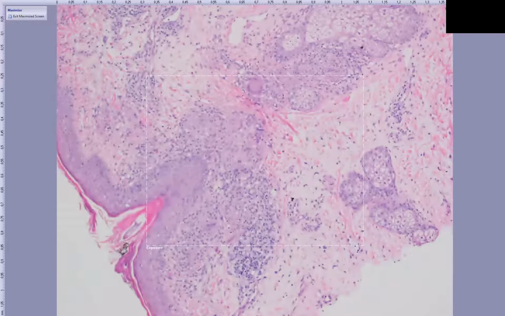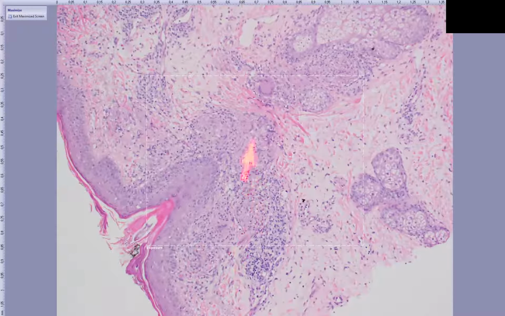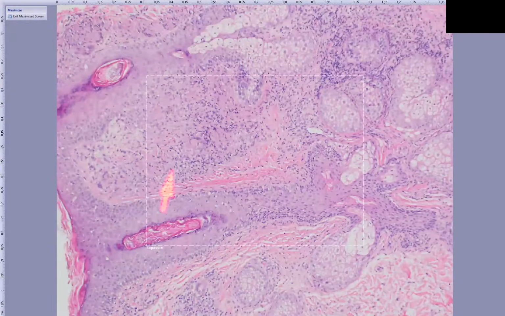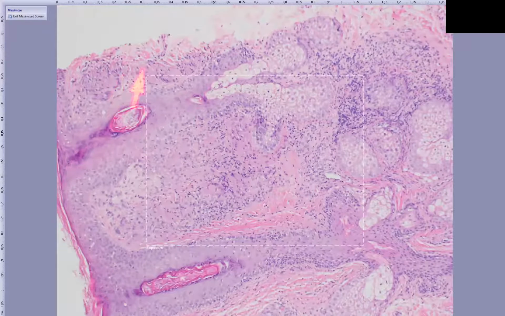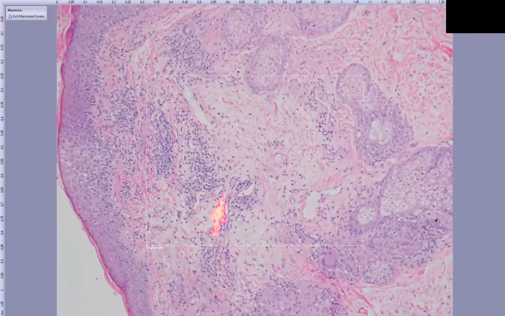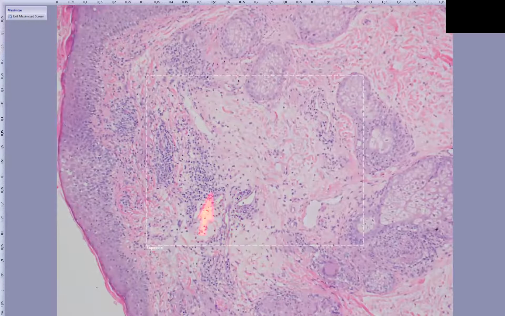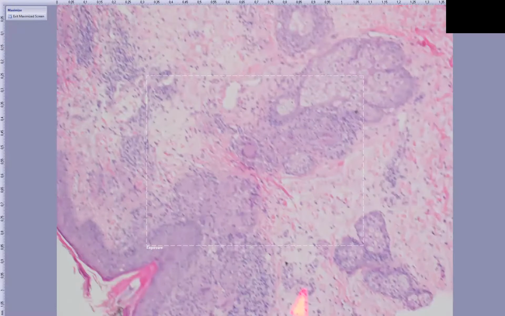So if we go in on higher power, you can see that there is a granulomatous infiltrate surrounding the adnexal structures. And these are histiocytes and multinucleated giant cells. And you can see them just situated around the hair follicle. In addition to that, you have the background edema, the dilated blood vessels, and perivascular lymphocytic inflammation. So the constellation of all of those equates to granulomatous rosacea.